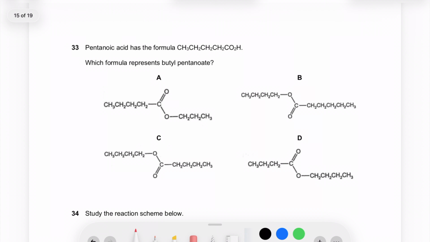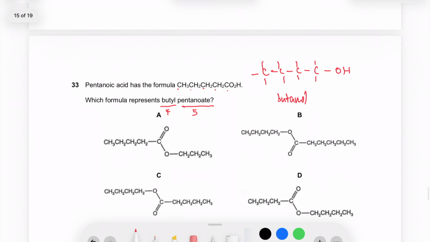33. Pentanoic acid. So there's 5 carbon: 1, 2, 3, 4, 5. Which one represents butyl pentanoate? Butyl is 4 carbon, then pentanoate is 5 carbon. So you want to draw butanol first. Butanol, so it's 1, 2, 3, 4, and the remaining are hydrogen. This is butanol. Then this one is the pentanoic acid.